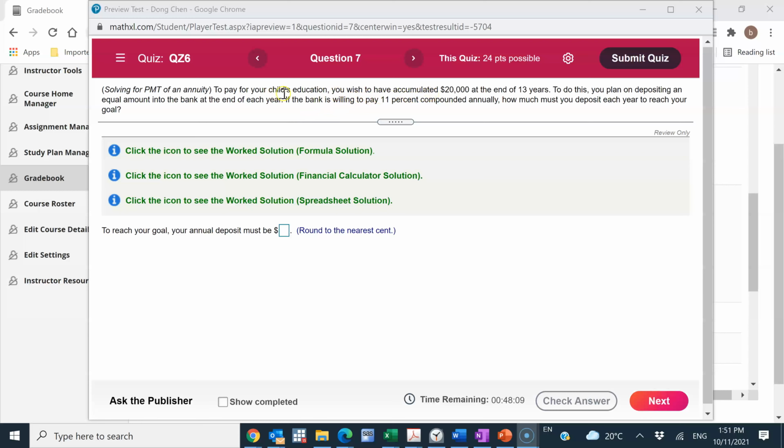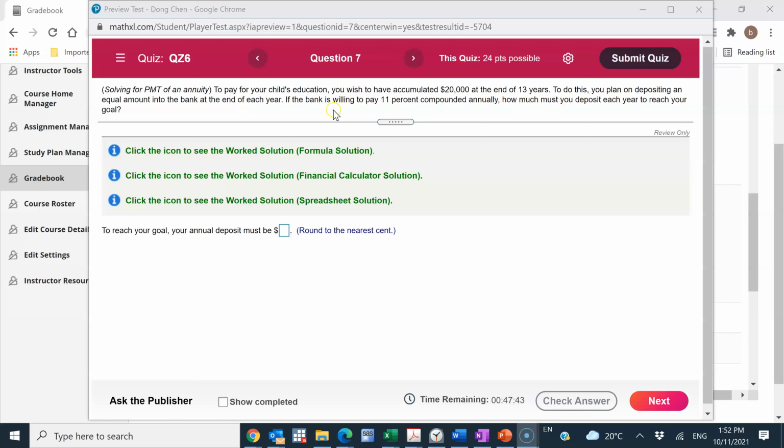To pay for your child's education, you wish to have accumulated $20,000 at the end of 13 years. So this first sentence simply tells us this $20,000 must be the future value, right? And the number of years is 13. To do this, you plan on depositing an equal amount into the bank at the end of each year. So obviously this means it's an annuity.